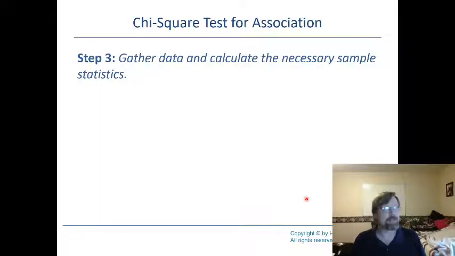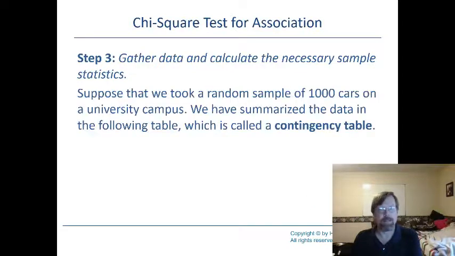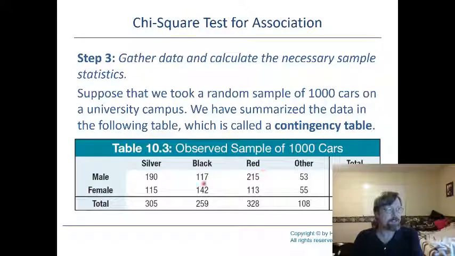If we gather our data and calculate the necessary statistics, we can summarize our data in what they call a contingency table. There's our random sample of 1,000 cars. In this contingency table, we've got male, and silver cars, black cars, red cars, and other. Apparently not many blue or green cars in this example.